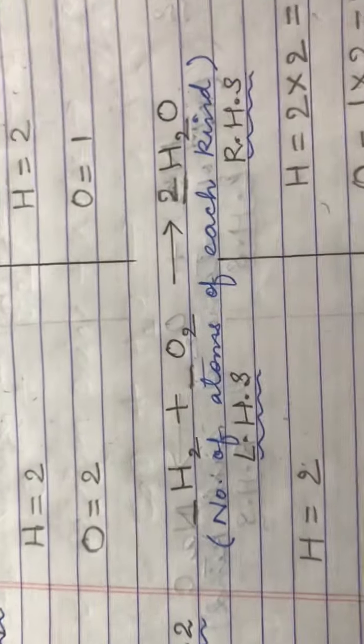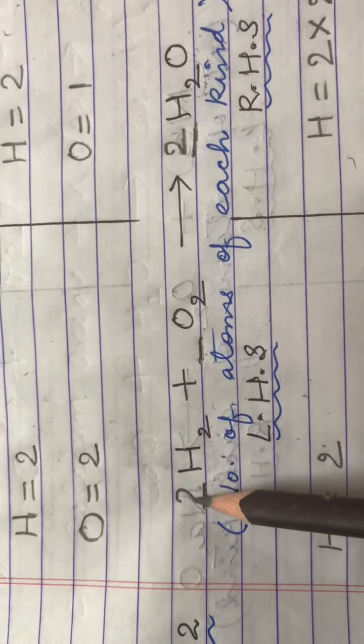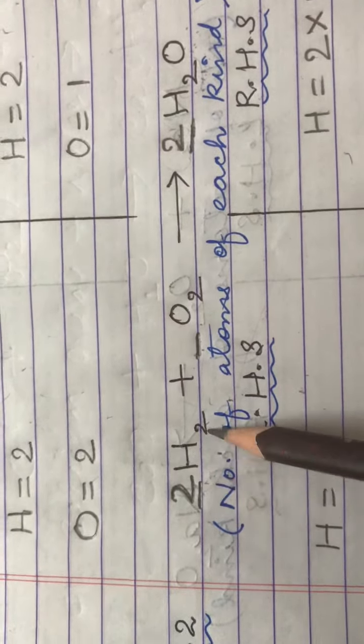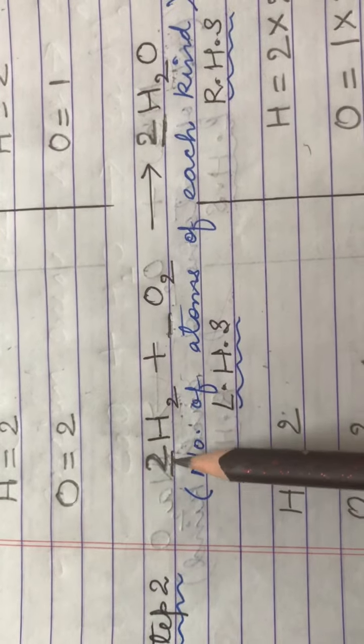How do we do so? We can do so by simply adding a number over here which would make the number of atoms of hydrogen 4. We would add 2 in the prefix of H2. So this 2 and this 2 get multiplied. The number in the subscript and the number here as a prefix, these two always get multiplied.